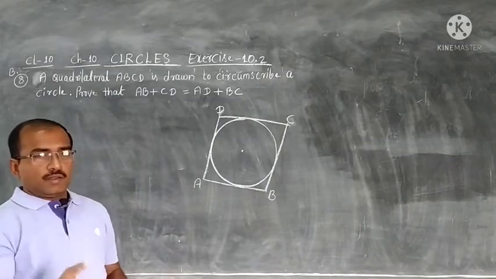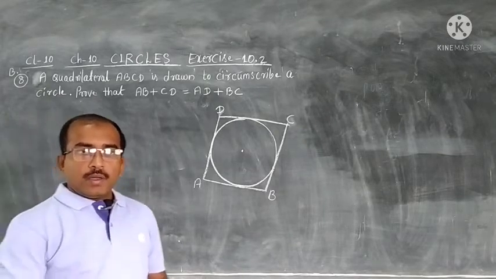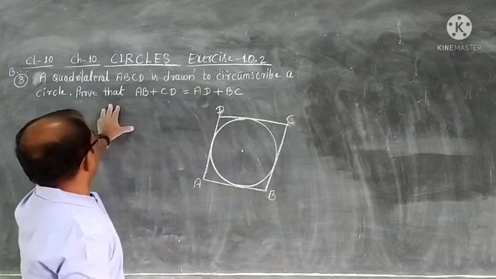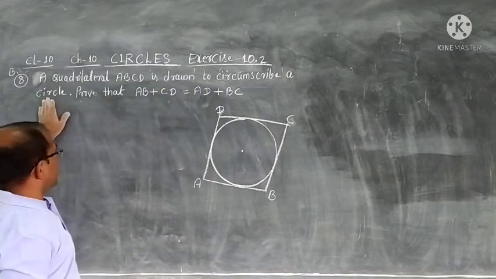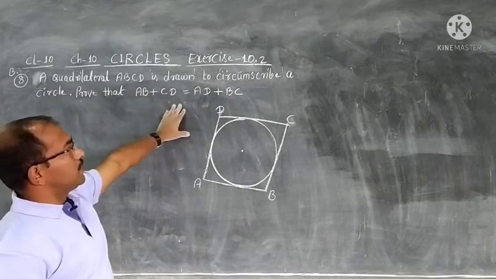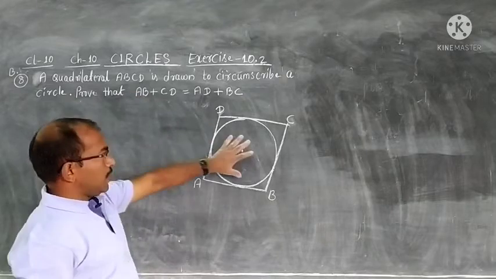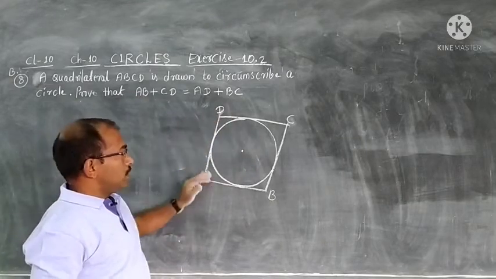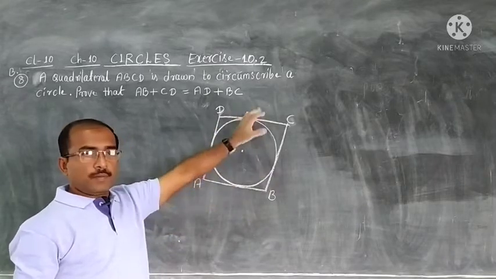Let's continue learning chapter 10, and the question is here: a quadrilateral ABCD is drawn to circumscribe a circle. Prove that AB plus CD is equal to AD plus BC. So we are seeing that the sides of the quadrilateral are touching the circle.